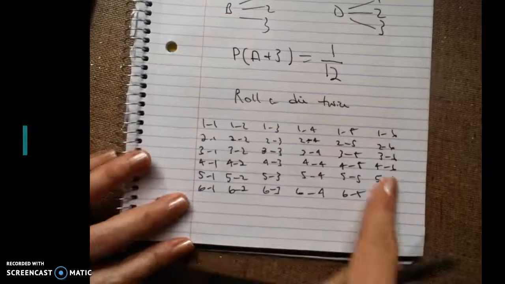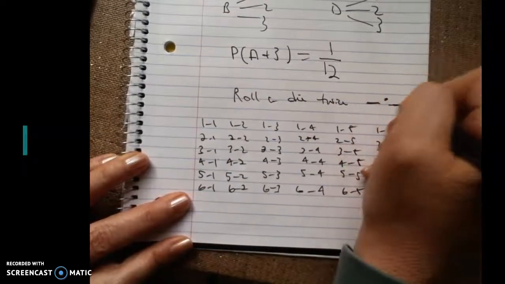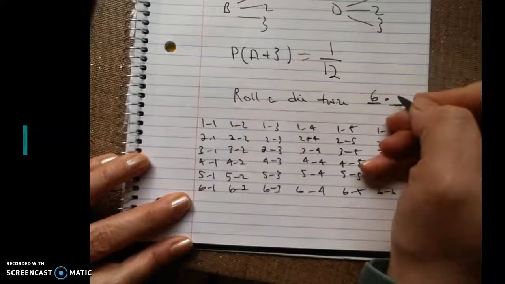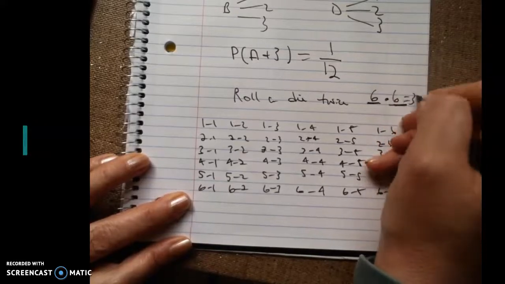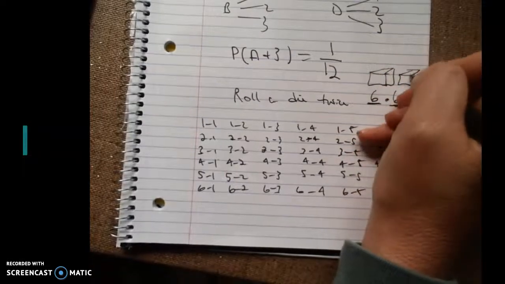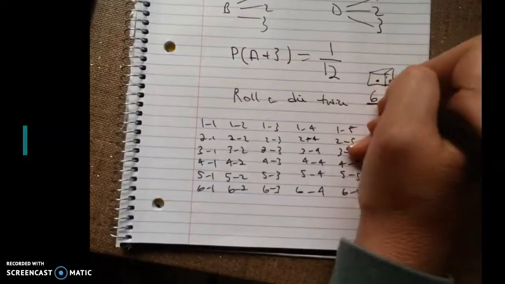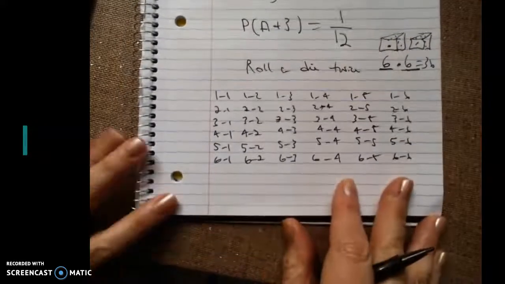And you should not be surprised that there are 36 outcomes, because think of the multiplication principle. You have 6 choices for the first die, and you can have repetition, so you have 6 choices for the second die. There are 36 possibilities when you roll 2 dice, okay?